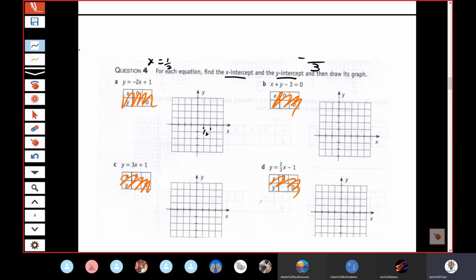All right. So to find my x-intercept, I let y equal to 0. Right? To find my x-intercept, I have to let y equal to 0. So it will look like this: 0 equals negative 2x plus 1. Then, to get rid of the plus 1, to bring it to the other side, you would minus 1. And then same thing, to get rid of this negative 2, you'll divide by negative 2, so therefore you'll get x equals 1 on 2.